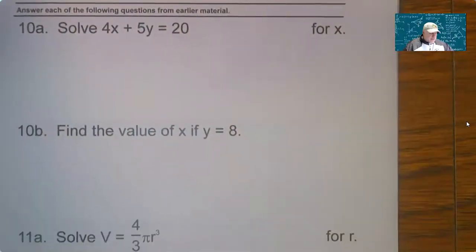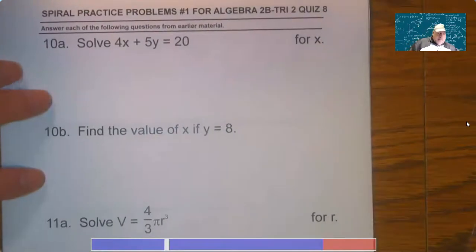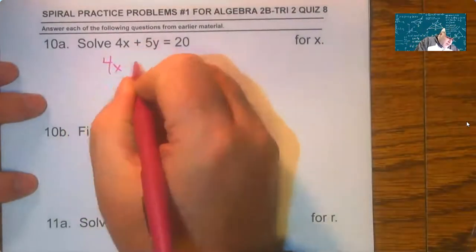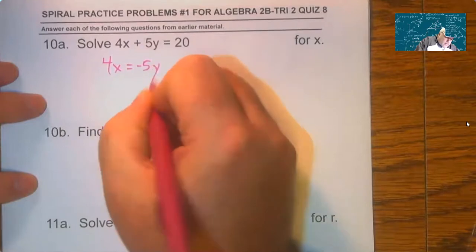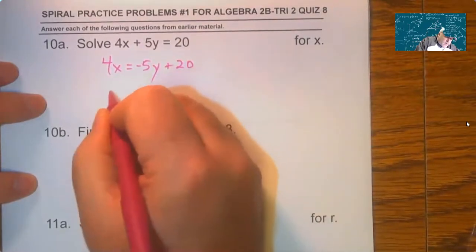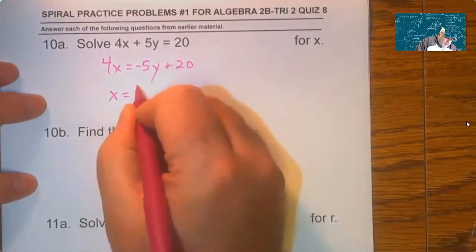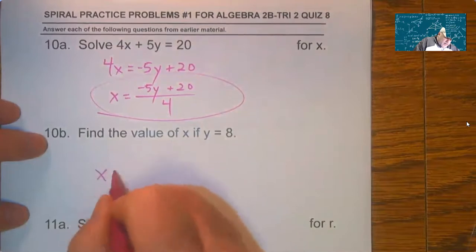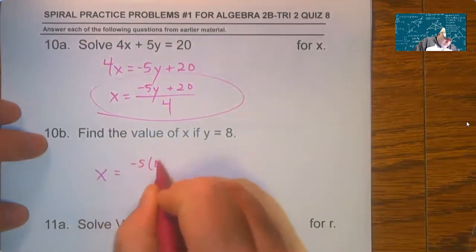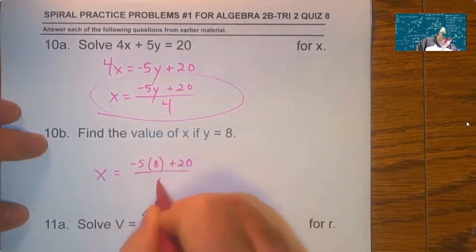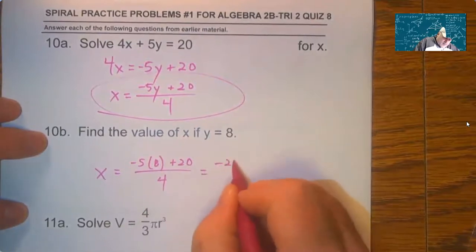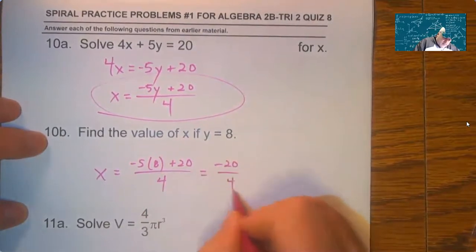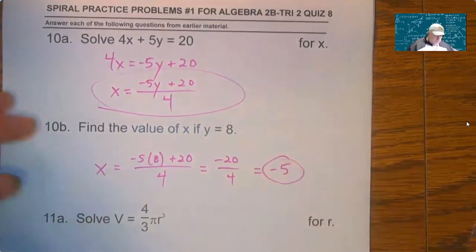Okay, solve for x. So going back to some of these. We want to isolate the term that contains 4x and then divide by 4. So -5y plus 20 over 4. Put in y equals 8. -4 plus -20, -40 plus 20, -20 over 4. So this is -5.